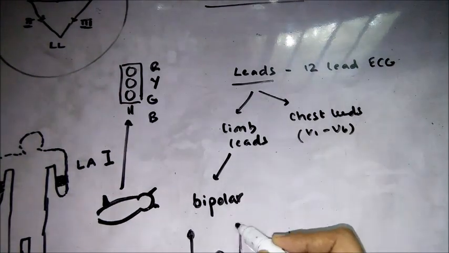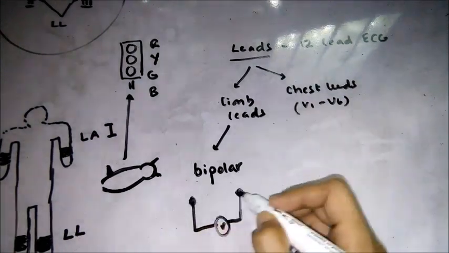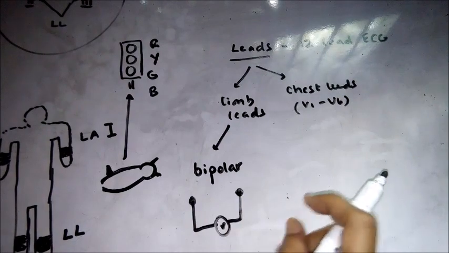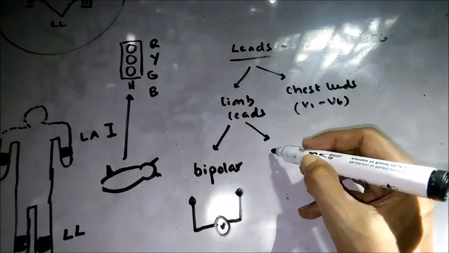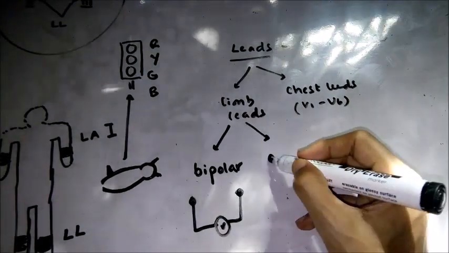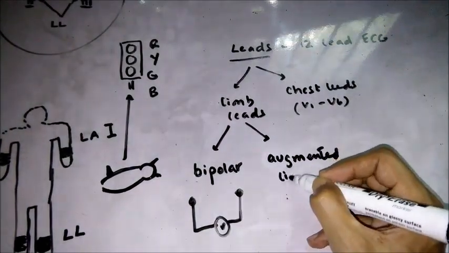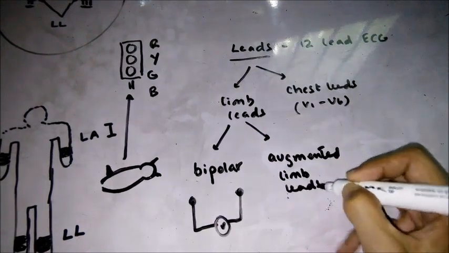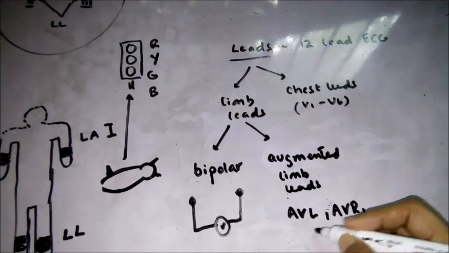Right? So the voltmeter is there, and you have 2 places, and it's basically comparing the recording between the 2 places. But these are not the only leads. Right? There are other leads as well, which are known as the augmented limb leads. Augmented means that they're modified. Right? And these 3 are aVL, aVR, and aVF.